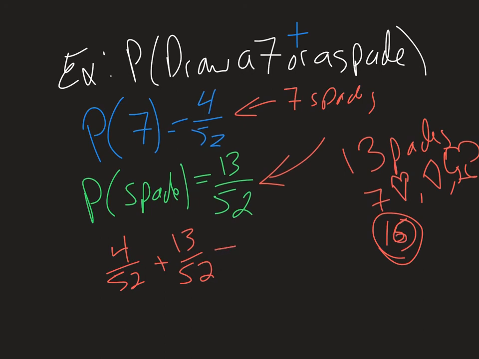However, if I subtract the overlap, the probability that it's a 7 of spades, there's only one 7 of spades in the deck. So the probability that it's a 7 or a spade is 16 out of 52. Now, for this example, you may not have had to do it that way because we know a lot about a deck of cards. However, there will be a lot of examples where you won't know as much about the mechanics of it. So just be careful in how you do these.